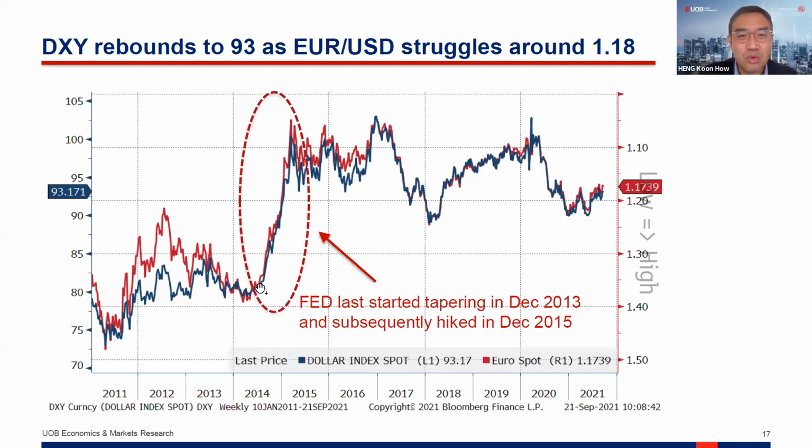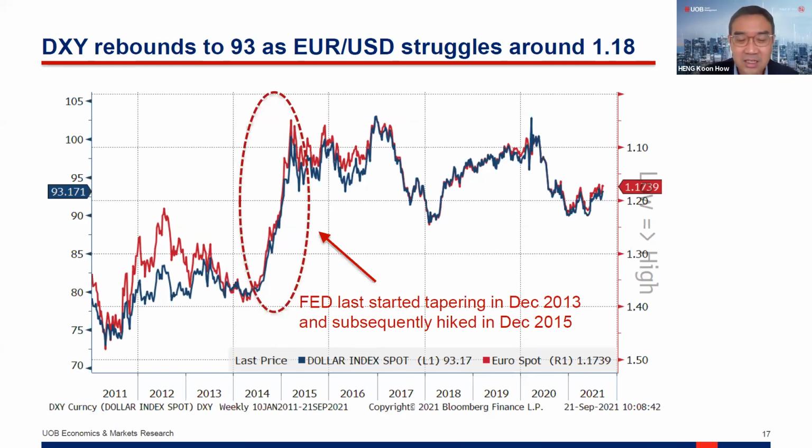Between 2014 to 2015, basically the dollar appreciated like 20%, 80 to 100, right? And the euro basically fell from about 1.40 to about 1.10. Now that's your inverse on this chart for the euro. Basically, the dollar strengthened significantly. And that was the last time the Fed started tapering. That was the last time the Fed started hiking, right, in earnest. So this may well repeat itself.